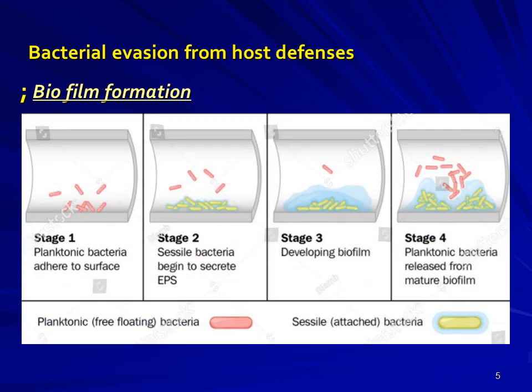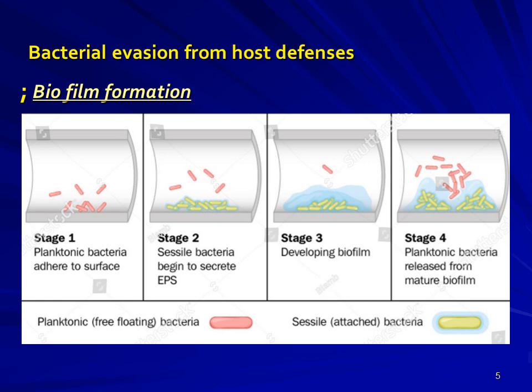And here you can see the biofilm formation. In stage 1, you can see the planktonic bacteria, which are present in the fluids going through the pipes or cannulas, adhere to the surface. And the sessile bacteria, or individual bacteria, begin to secrete the extracellular substance, that is glycocalyx. See, first they get attached, the pink one. Once they get attached, they produce the glycocalyx material.